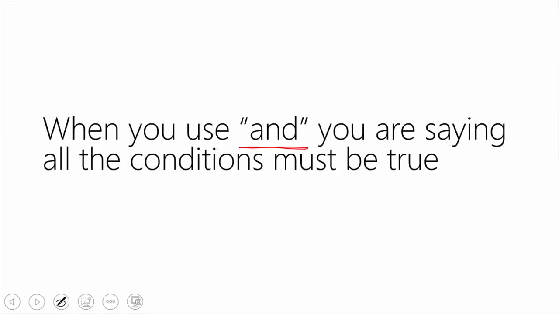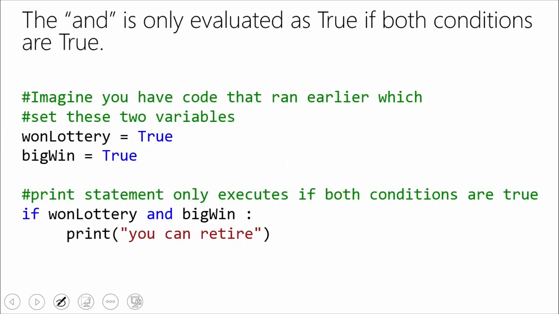Now, here's the thing. You have to use and here, because what you're doing is saying both sides must be true. So you have to have won the lottery, and it has to have been greater than $1 million. That is where and comes into play. So both won lottery and big win have to have been true. Otherwise, it's not going to execute that. So both of those sides have to be true.